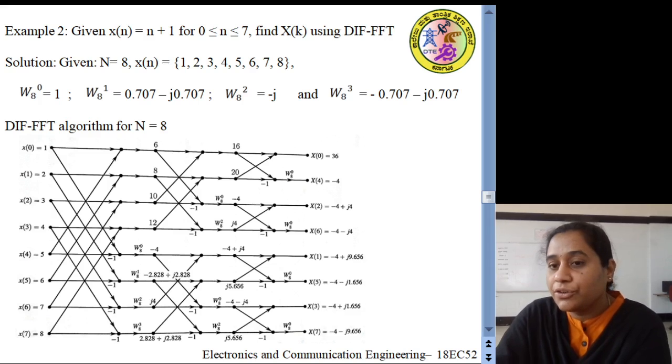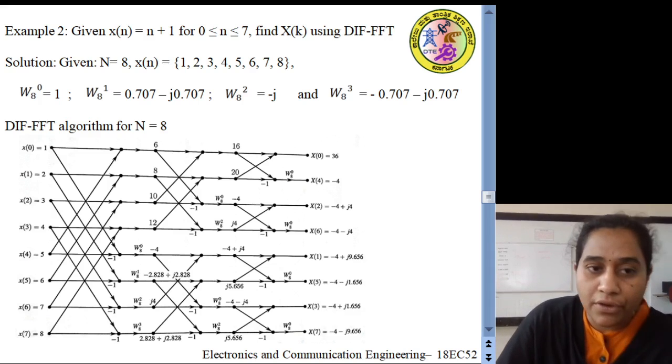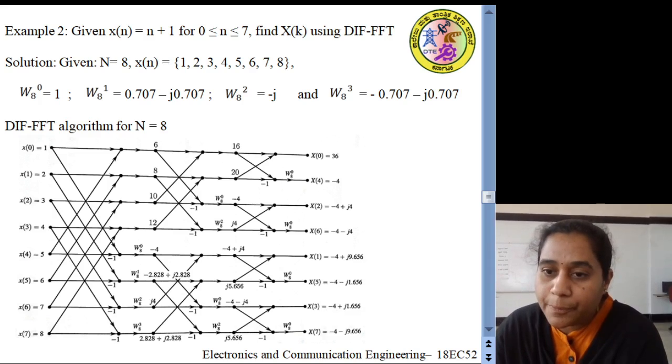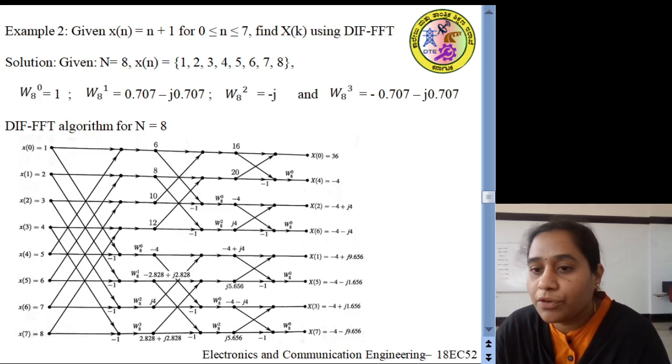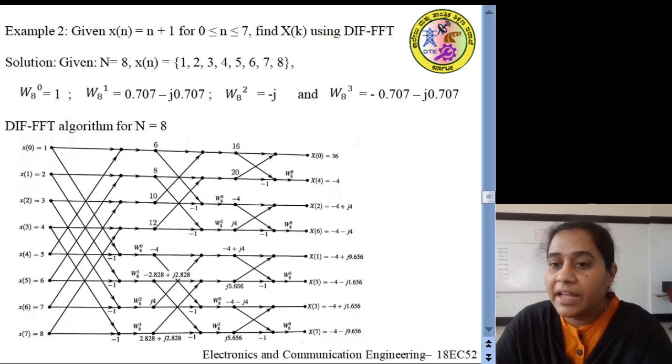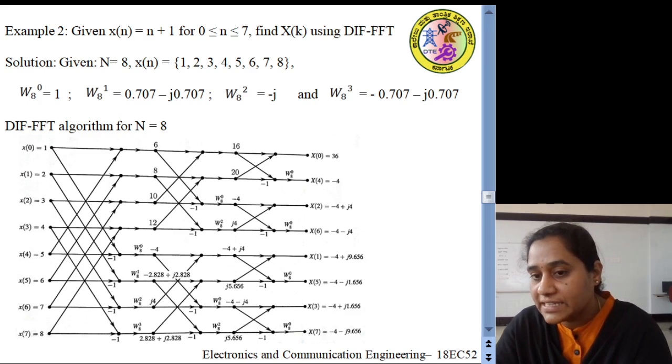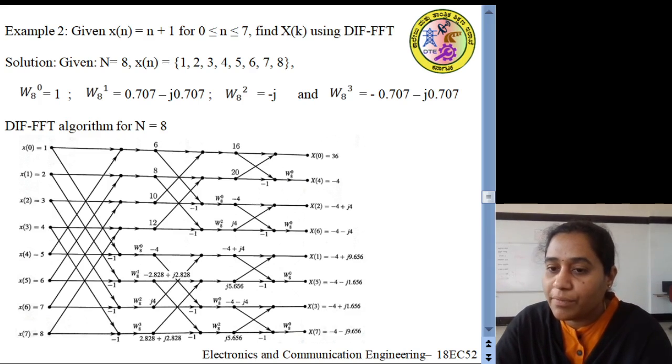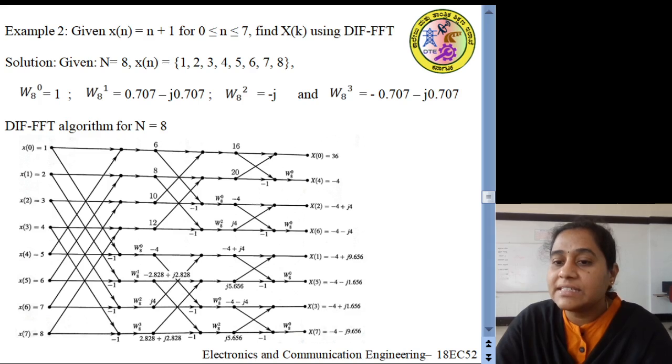That is x of 0 is equal to 36, x of 4 is equal to minus 4. X of 2 is equal to minus 4 plus j4. X of 6 is equal to minus 4 minus j4. X of 1 is equal to minus 4 plus j9.656. X of 5 is equal to minus 4 minus j1.656. X of 3 is equal to minus 4 plus j1.656. X of 7 is equal to minus 4 minus j9.656.